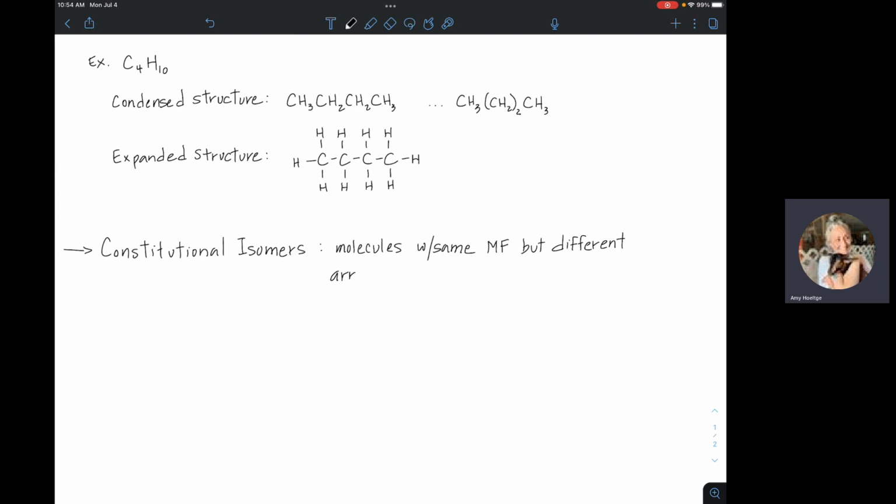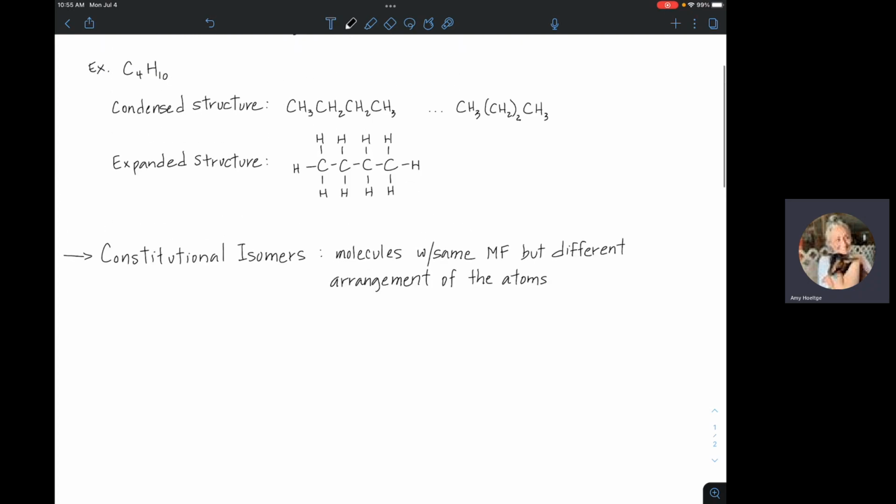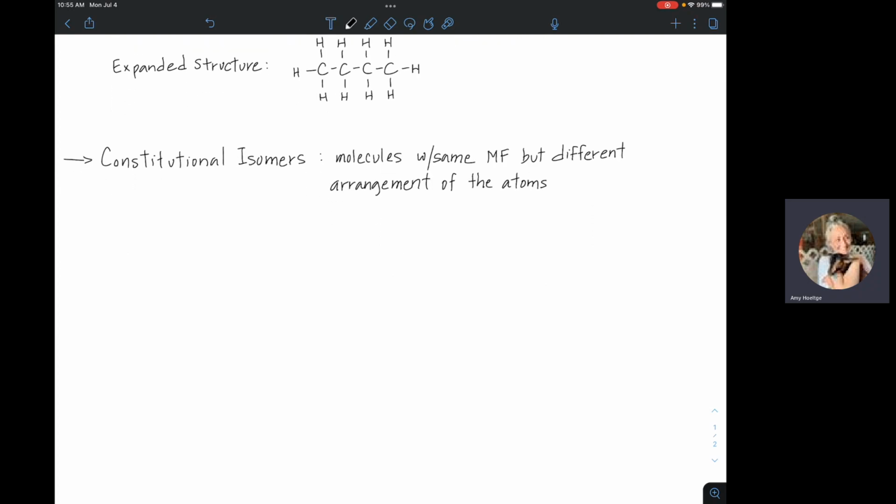arrangement of the atoms. Or groups, I guess, as the molecule gets bigger. With butane, there's not a whole ton you can do, but as you add carbons, you increase the number of different constitutional isomers exponentially. So I'm going to go up 1 carbon and show you pentane.